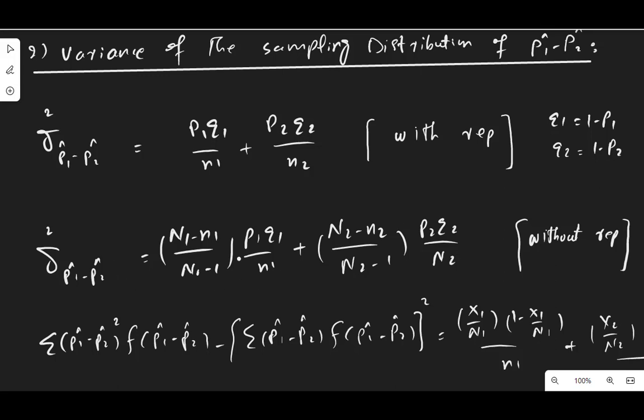Similarly, in case of sampling without replacement, or you can say in case of a finite population, the variance of the sampling distribution of P1 hat minus P2 hat is equal to the finite population correction factor of population 1 times P1 Q1 divided by N1, plus the finite population correction factor for population 2 times P2 Q2 divided by N2. If you want to verify the left and right hand side, again you can verify it.